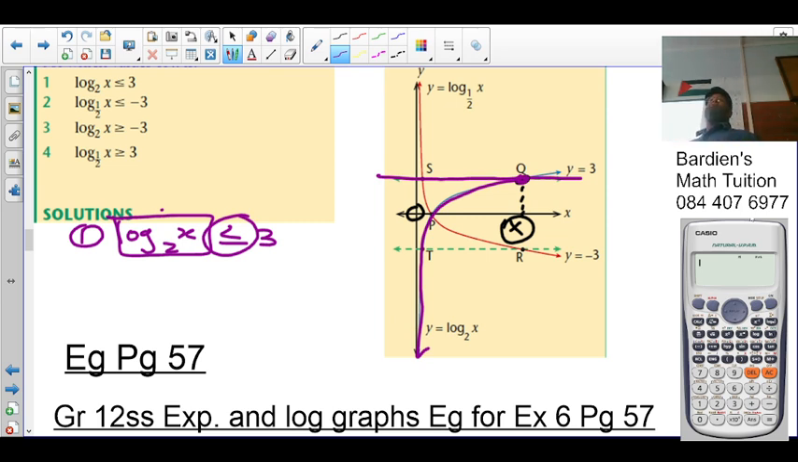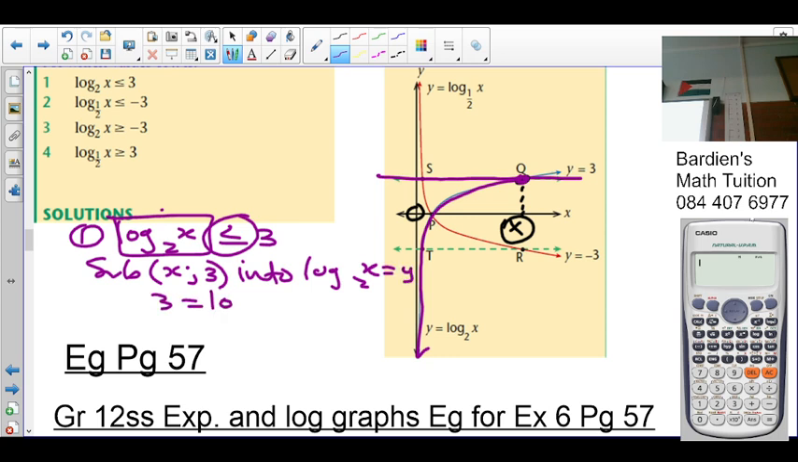Yes, good start. You're going to substitute. You've got an unknown x and a y of 3 into the log x base 2 graph. Y is equal to log x base 2, because the point of contact is an x and a y. So we say 3 is equal to log x base 2. How are you going to solve for x here? You're going to convert it to exponential form. So x is equal to 2 cubed. And 2 cubed is 8. So that point is actually 8.